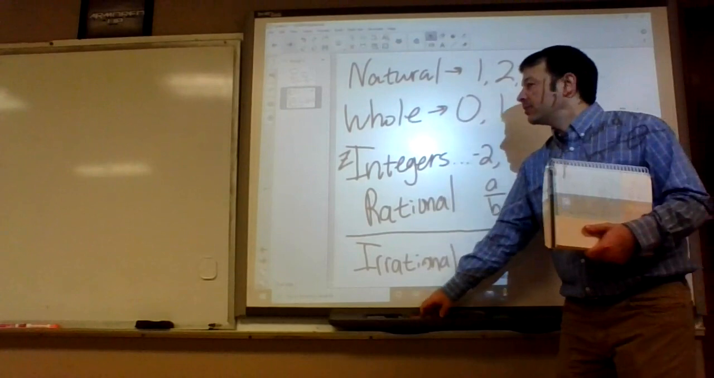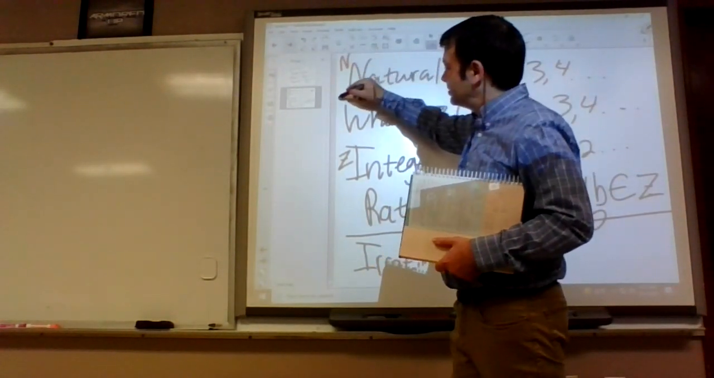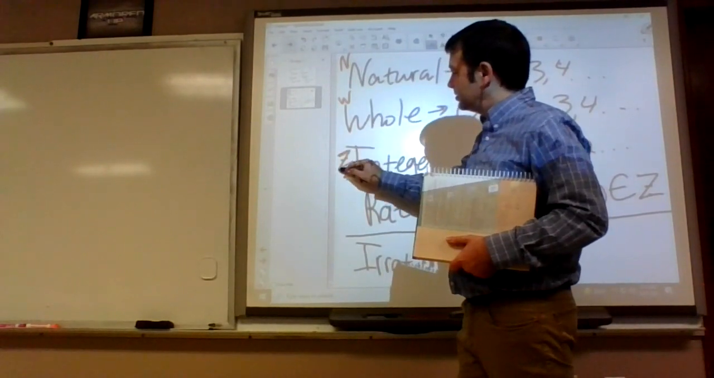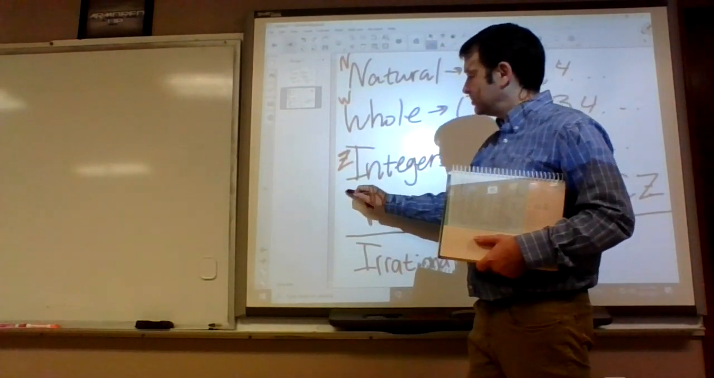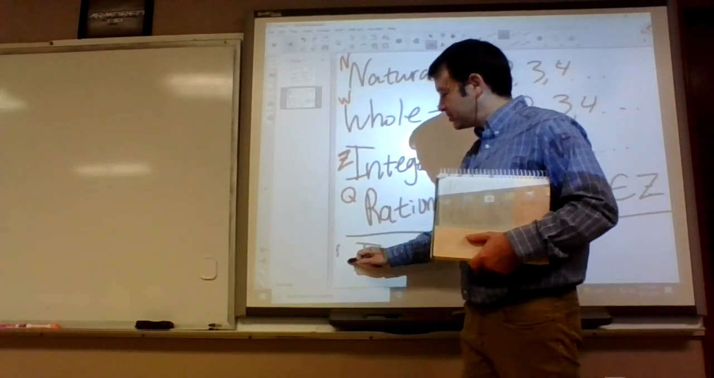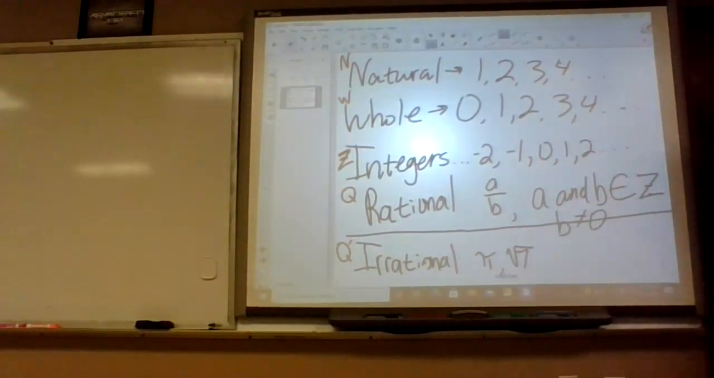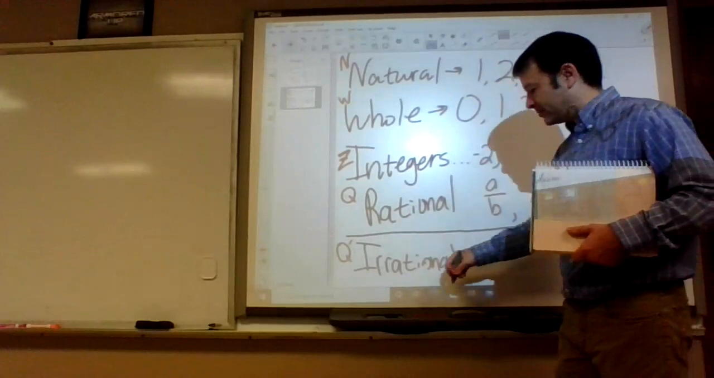Oh, what are the letters? What's the natural letter? N. Whole numbers, W. Integers, Z. Rational, Q. And then weird, Q with an apostrophe, Q prime, for irrational.